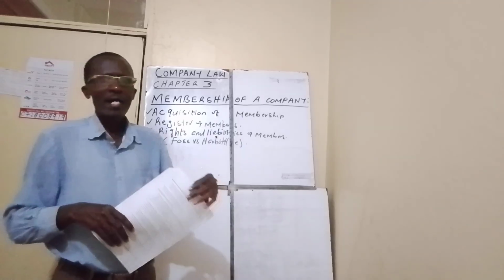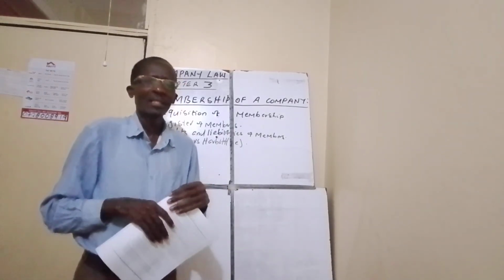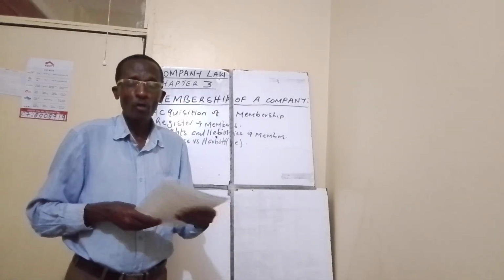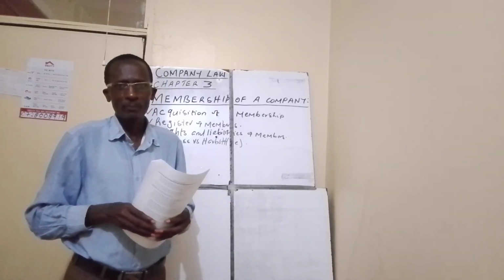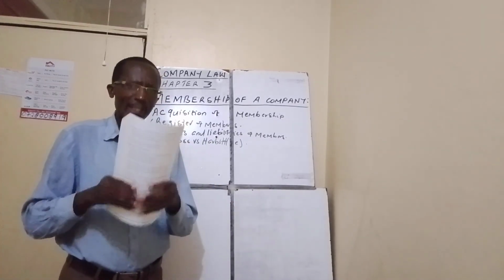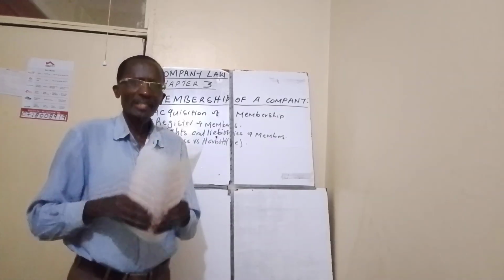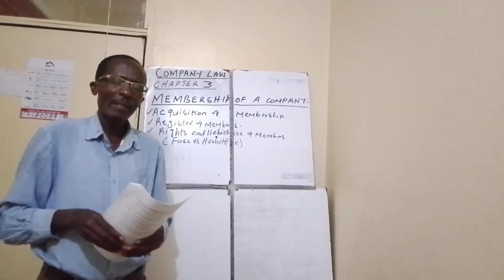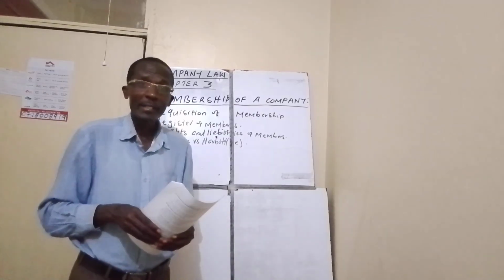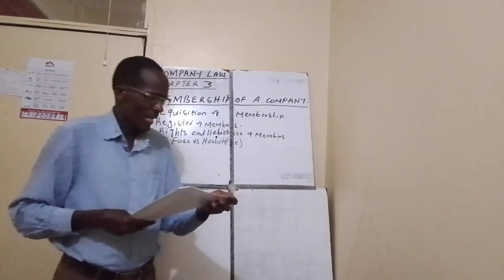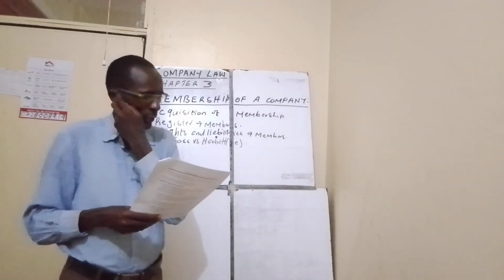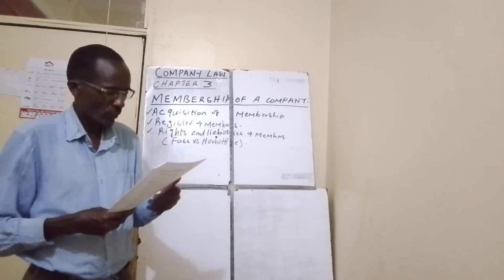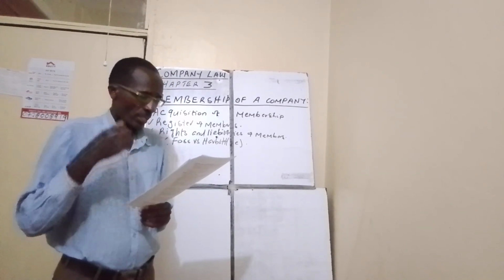So company law has put in place certain legal mechanisms to protect the interests and the rights of the minority shareholders, so that they may not be oppressed by the majority shareholders. And in that case, we use the rule in Foss versus Harbottle, or the majority rule.